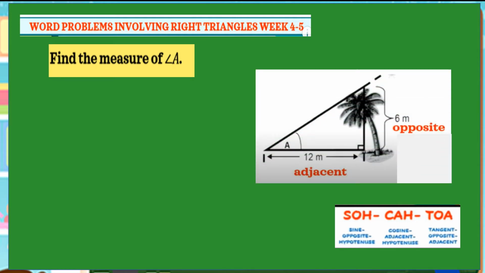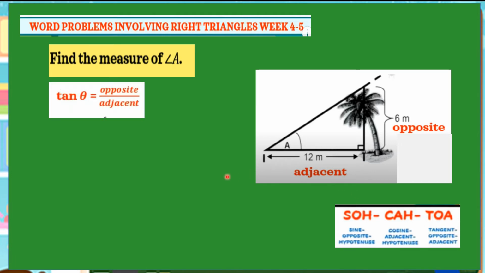Okay, next, find the measure of angle A. So given this figure, so angle A, and the given is the opposite side of the angle A, which is 6 meters, and the adjacent side of the angle A, which is 12 meters. So, ano kaya ang gagamitin nating trigonometric ratio in solving for the measure of angle A? Alin sa SOHCAHTOA natin ang may opposite and adjacent? So, okay, we are going to use tangent theta.